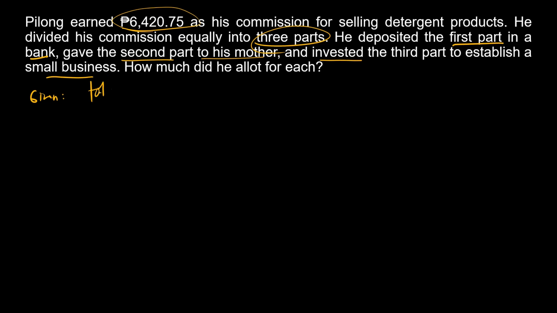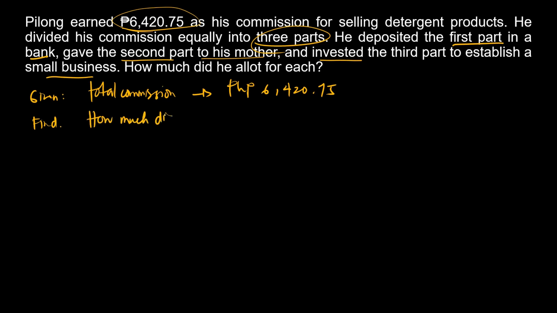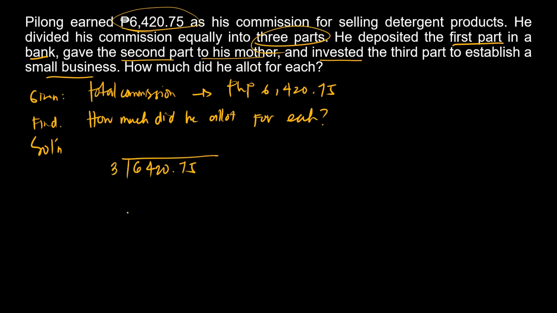Our given, the total commission of Pilong is 6,420.75. Okay? So, yun yung given. Then, we're going to find how much did he allot for each. Okay? So, our solution, we're just going to divide the total commission to 3. So, we have 6,420.75. Our divisor is 3.